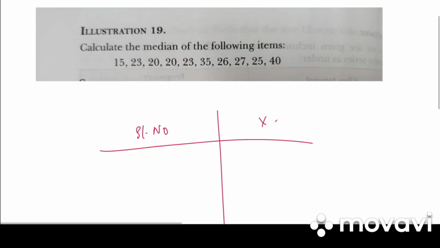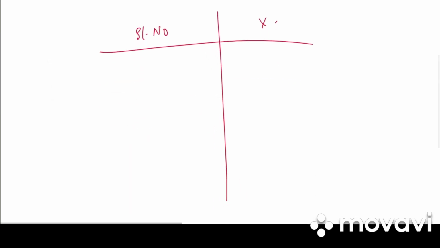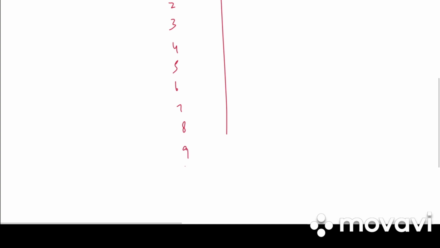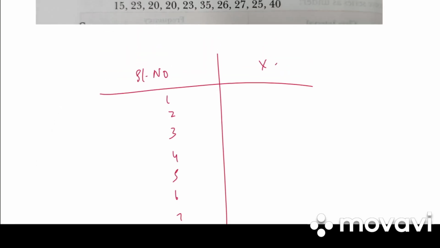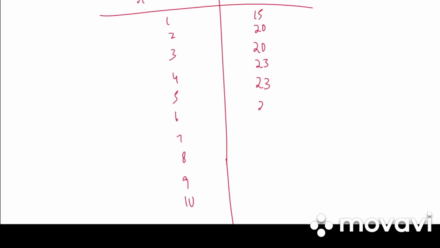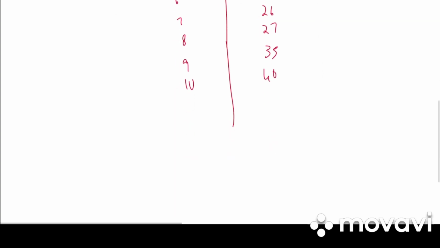Next, take down illustration 19. Calculate the median of the following data. So first column will be serial number and next will be X. So how many values are given? 10. So 1, 2, 3, 4, 5, 6, 7, 8, 9 and 10. Arrange the numbers in ascending order. So 15, 20, 20, 23, 23, 25, 26, 27, 35 and 40.